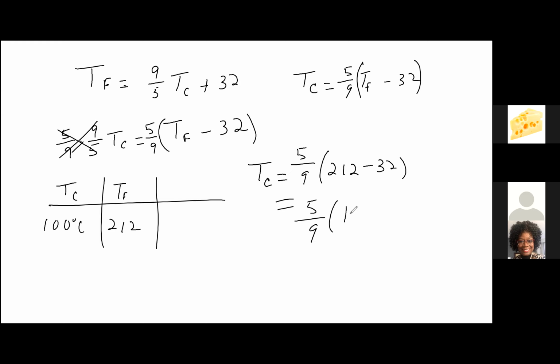So we have 5/9 of 180. And of course, we multiply by 5, and we divide by what? 9. And of course, we get what? 100. So we know then how to convert. Now we're looking for temperature Celsius, so therefore we put degree Celsius, like that.